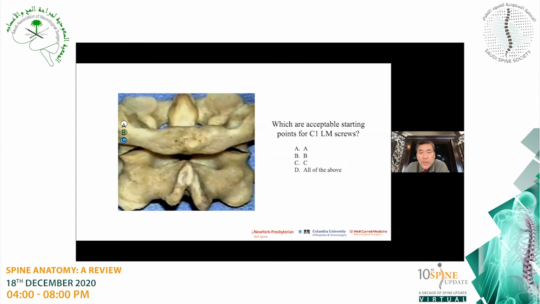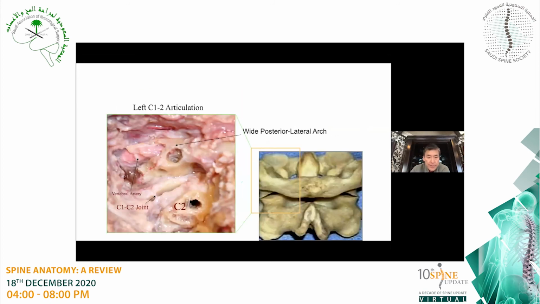And what are acceptable starting points for C1 lateral mass screws? Is it A, B, C, or all of the above? And the answer is that you do not want to put it in A, B, because A or B is called a ponticulus posticus. It looks like a very wide posterior arch of C1, and what's under there is actually the vertebral artery.